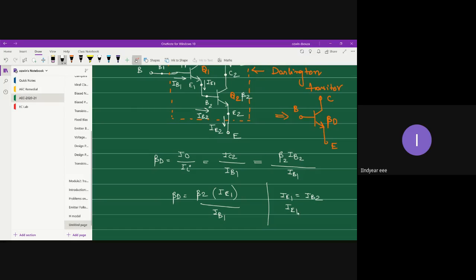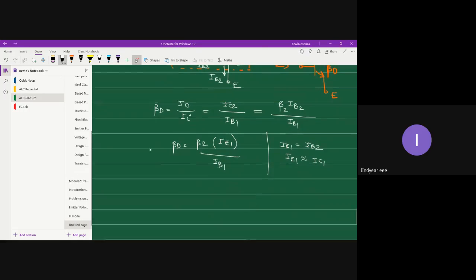And IE1 approximately can be written as IC1, right? So you can write beta D is equal to beta 2 into IE1. So approximately IE can be written as IC. So it is IC1 divided by IB1. Now what is this ratio IC by IB? IC by IB is beta. So this is beta 1. So therefore, the Darlington current gain beta D is equal to beta 2 into beta 1.